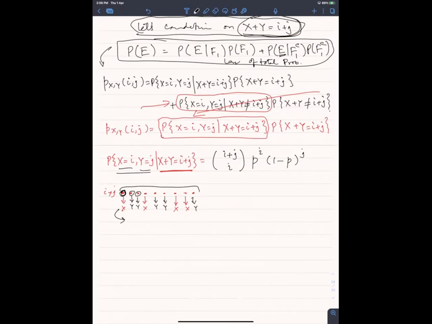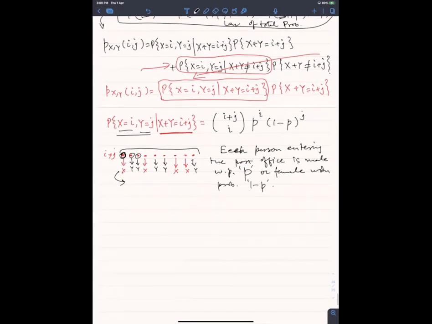Okay. So each person entering the post office is male with probability p or female with probability 1 minus p. ठीक है. सो मेल अगर है तो उसको हम सक्सेस कह देते हैं, और फीमेल है तो फेलियर. मेल को फेलियर भी कह सकते हैं. It doesn't matter, आपने फेलियर्स काउंट करनी है या सक्सेसेस काउंट करनी है.